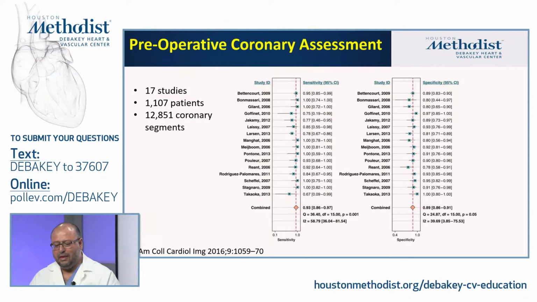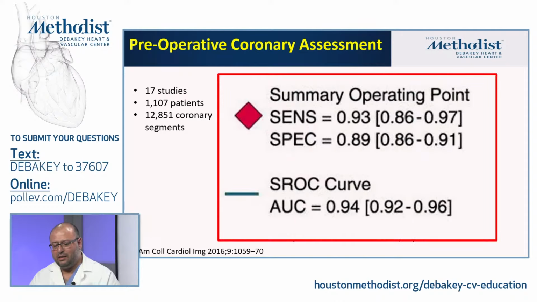This is a meta-analysis that includes different kinds of 64 slice and higher coronary CTs, and comes up with a summary assessment of sensitivity of 93% and specificity of 89%. But again, keep in mind, these are patients who are sick, tachycardic.